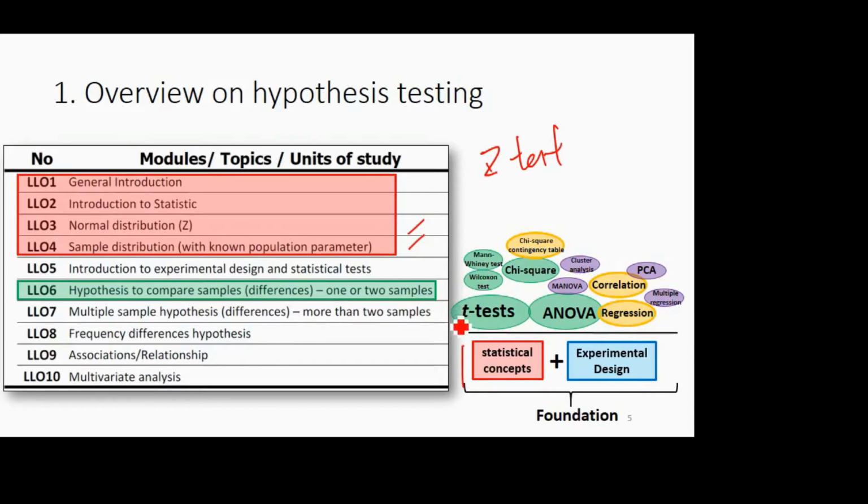Today you're going to learn to compare samples. You want to know if there are any significant differences between samples. When you have one sample, you want to compare the sample mean to the population mean. Or if you have two samples taken from two different populations, each from a different population, you want to test whether the two samples are different.